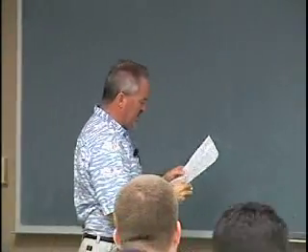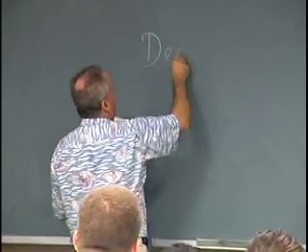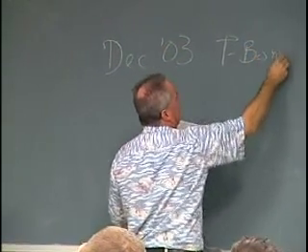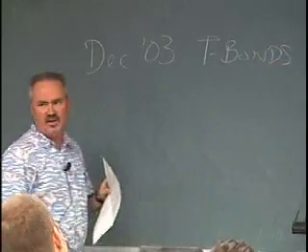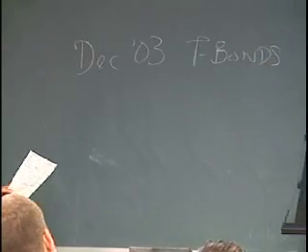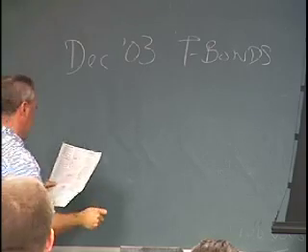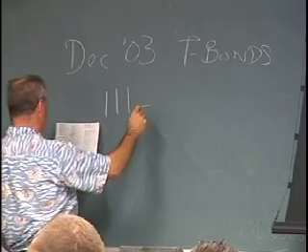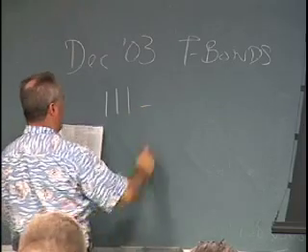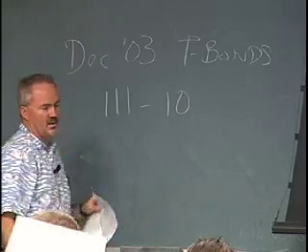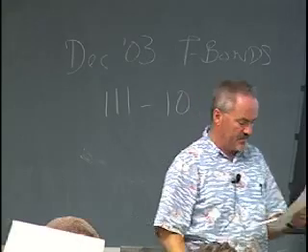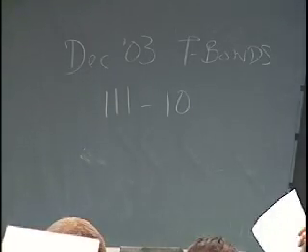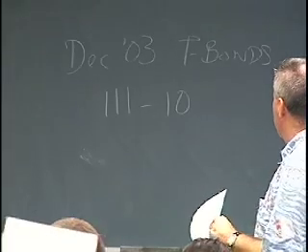So if we look at December 03 T-bonds, okay, so that's the contract that I just purchased this morning. You have a settlement price of 111.10. Okay? That's the settlement price. And I think the price that I was showing this morning was 109. So that was the price on Thursday.